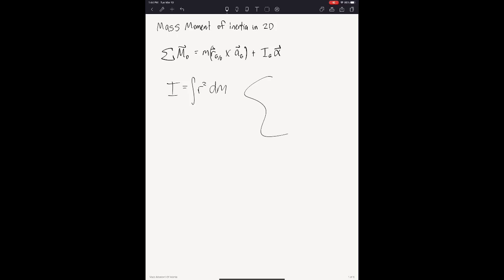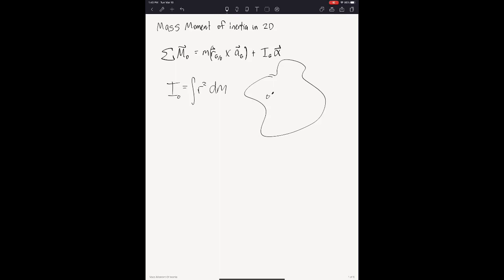If you have a general object, you must first have an origin about which everything is related to. The origin becomes the basis for this calculation. Notice that I wrote this little subscript here. This subscript means the moment of inertia about the origin.